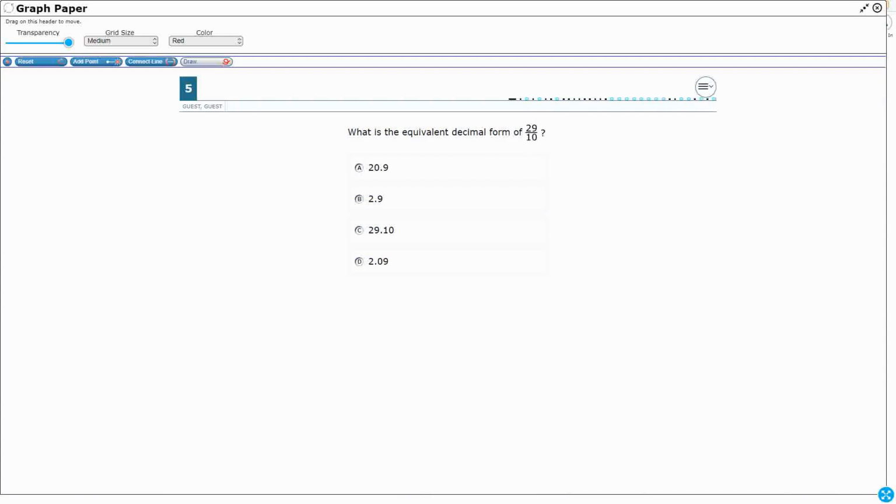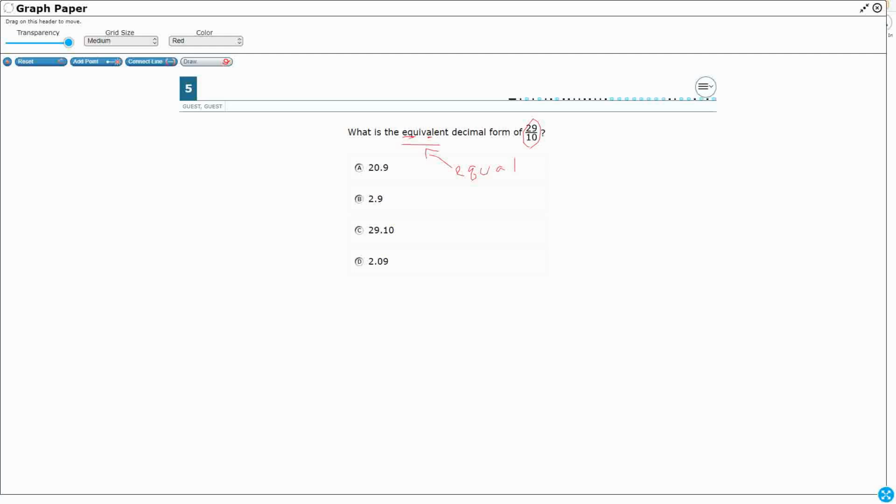All right, so pretty simple problem. We're looking for the equivalent form. We've got 29 over 10, 29 tenths. And hopefully you see within this word equivalent, you see equal, right? E-Q-U and then A-L. So we're looking for an equivalent decimal form. That's one of the big pieces of learning we do in fourth grade.